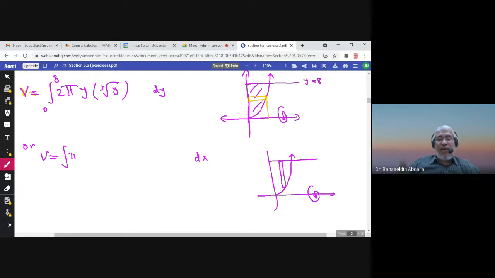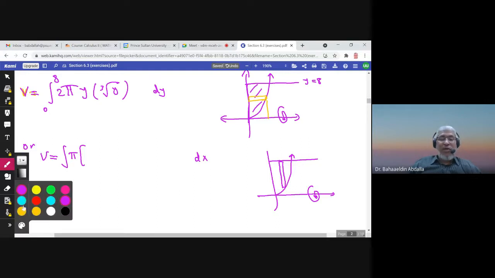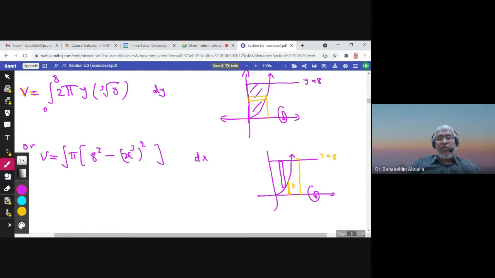And the formula would be pi times the outer radius squared minus the inner radius squared. Where is the outer radius? It is the distance from the axis of rotation to this curve, which is y equals 8. This distance is 8. So I write here 8 to the power 2 minus the inner radius. The inner radius is the distance from here to this curve. Well, this is the y of this curve. What is the y of this curve? This curve is x cubed. So it is x cubed raised to the power 2. So pi times the integral of 64 minus x to the power 6 dx, and x here from 0 to where?